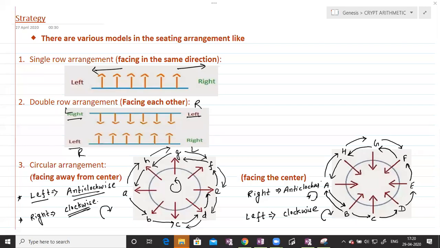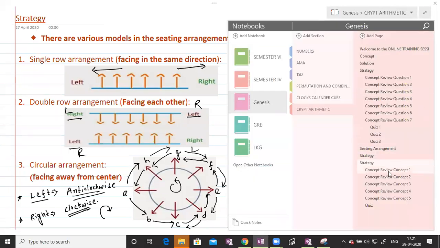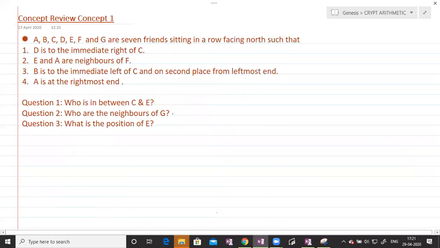Right, left. If away from the center, left means anti-clockwise, right means clockwise. Facing the center, right means anti-clockwise, left means clockwise. Remember any one, you can find the remaining, no problem. Right. Shall we go for the question solving now? Here we go. Number one. Your time starts now. 2 minutes time.